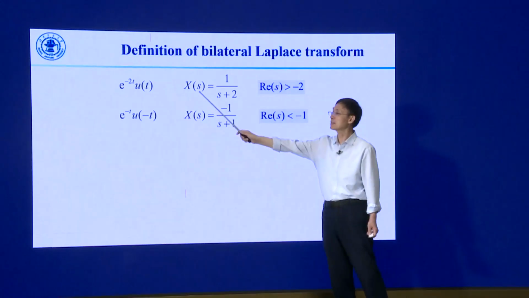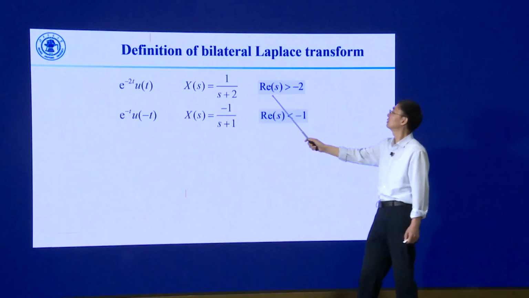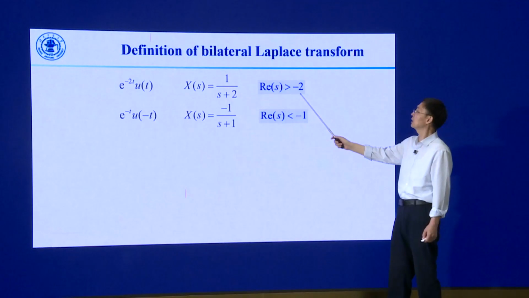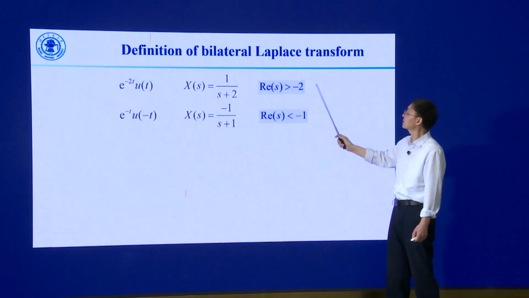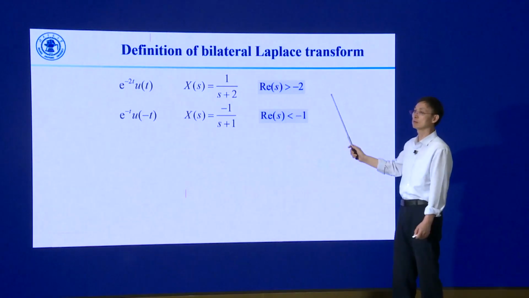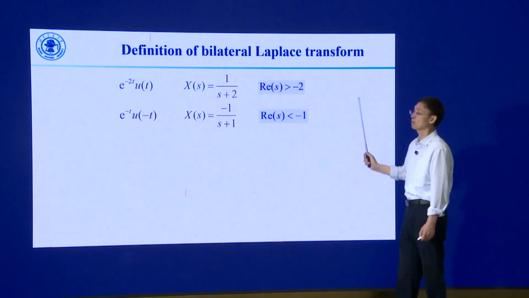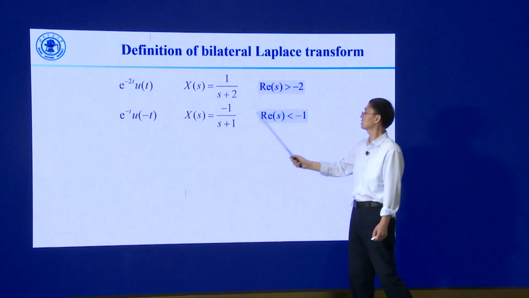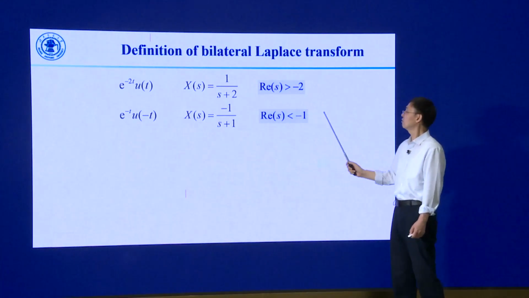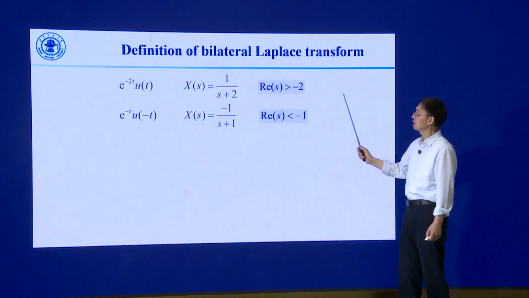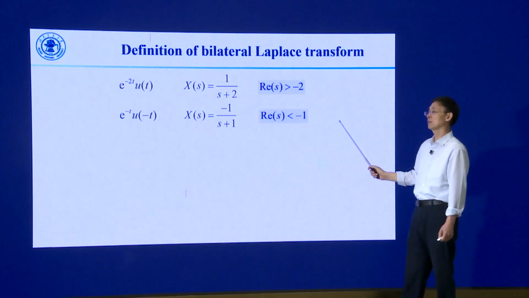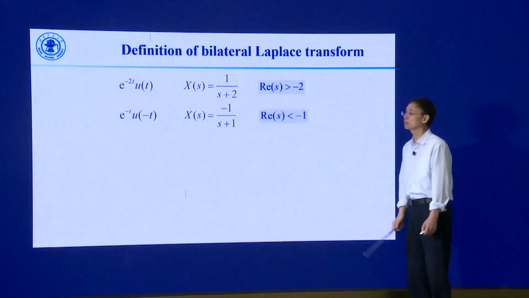For right-sided signals, the region of convergence should be greater than some number. The number is the real part of the pole. For left-sided signals, its region of convergence should be less than some number. The number is the real part of the pole.